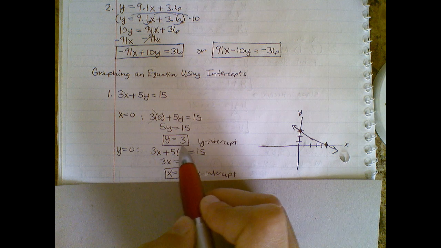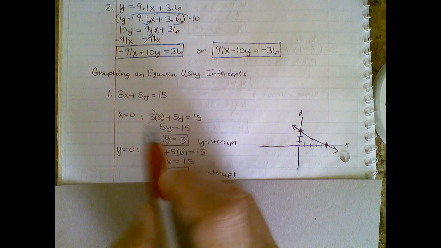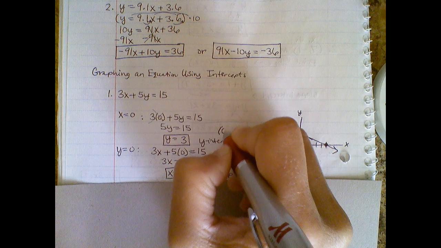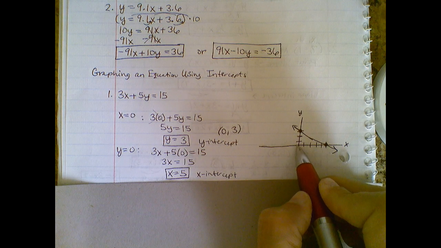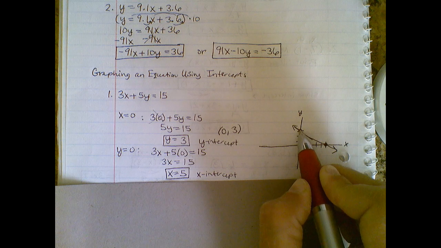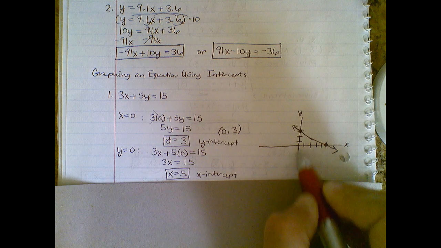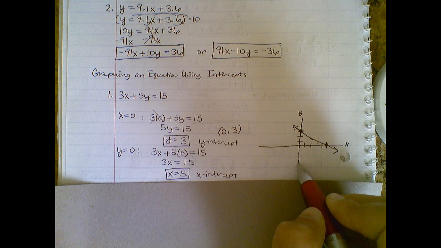So since it's y equals 3 and x equals 0, think of that as a coordinate. X equals 0, y equals 3, so I would go 0 means none left or right, and then up 3, and that's where it crosses the y-axis, so that's my y-intercept.